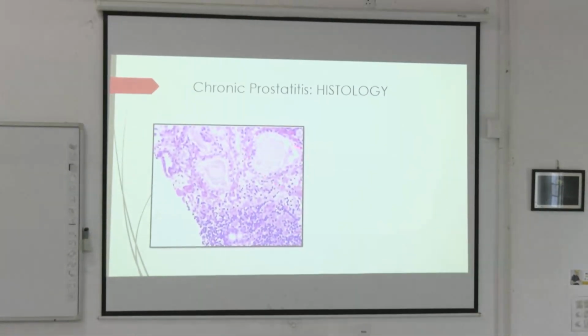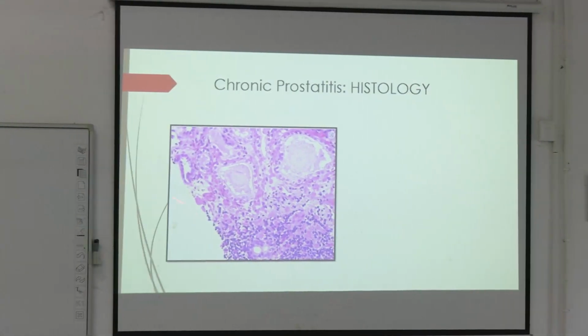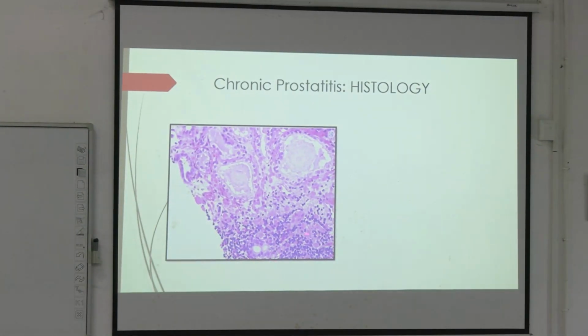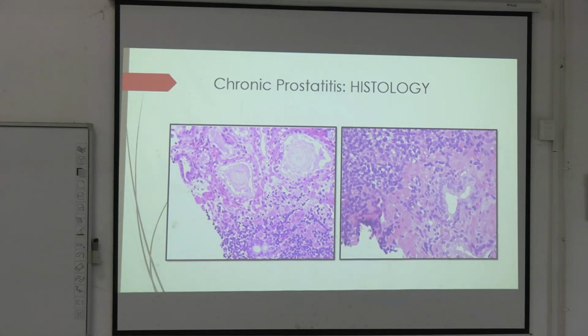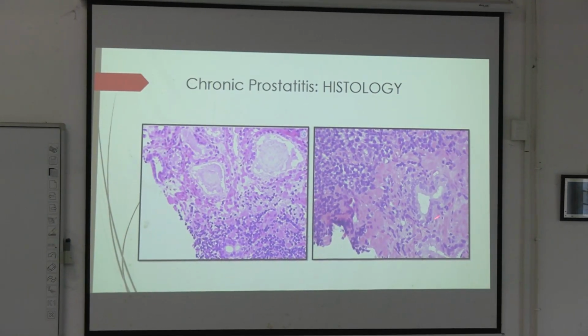So on histopath what will you see? As you can see, these are the enlarged glands with the corpora amylacea, that is the secretions, and you can see the chronic lymphocytic infiltrate in the stroma, okay? Another image demonstrating a prostatic gland over here and chronic inflammatory cells in the stroma.